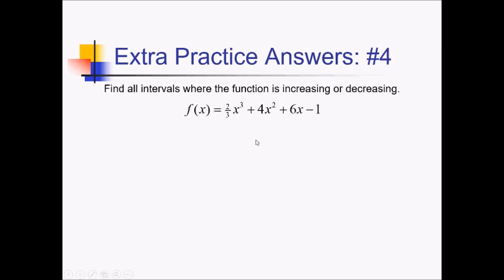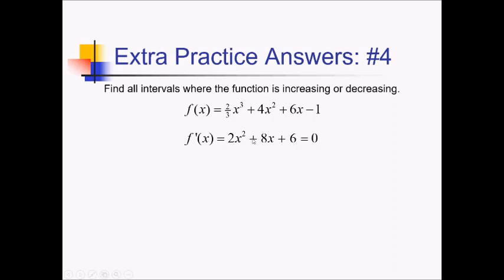For this polynomial, I want to know where this thing is going up or down. Let me do this calculus style by taking the derivative and finding some critical values. Using my power rule from left to right, we've got 3 times 2/3, which is 2x, and then a square there. Then we have 8x plus 6, and that -1 is just a 0, so we don't care about it. I'm going to set this equal to 0 now and find critical values.